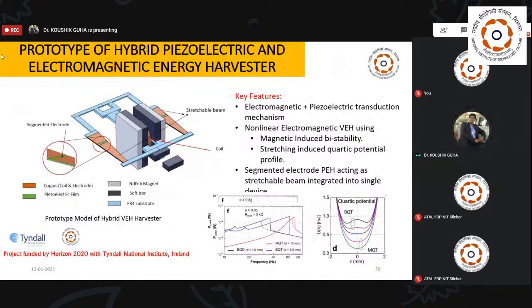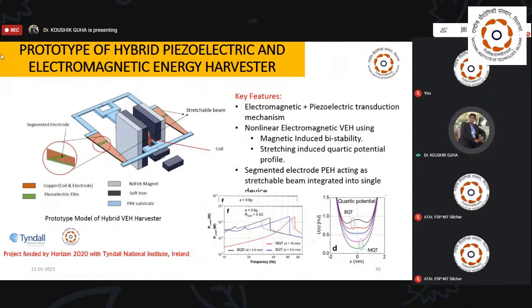Here I have already shown this actually. So these are the key features we can see. It is an electromagnetic plus piezoelectric transduction mechanism, a non-linear electromagnetic vibration energy harvester using magnetic induced bistability. Here we have attached one magnet to control the magnetic forces, some repulsive forces.